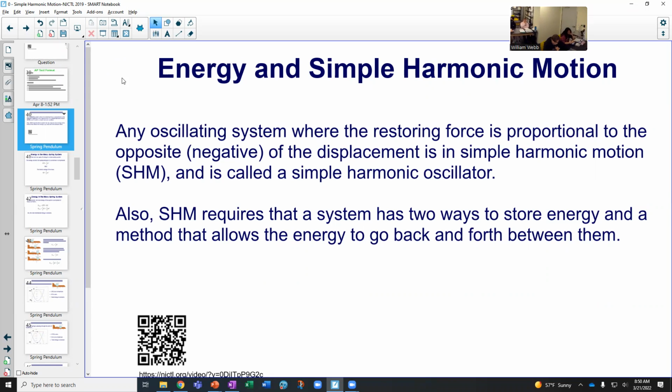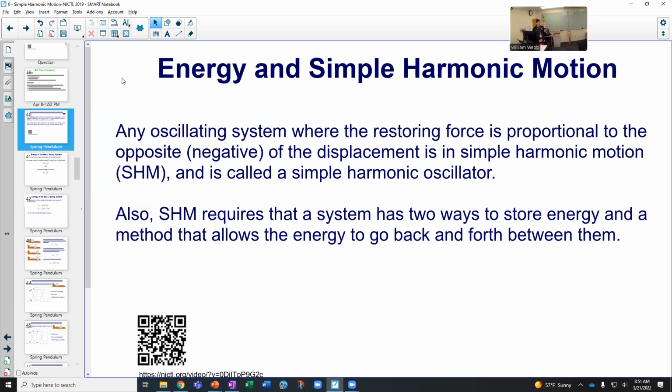So in a simple harmonic motion system, whether it's an oscillating spring, spring pendulum, simple pendulum, what are the 2 forms of energy we see being stored in a spring scenario? Elastic potential and possibly gravitational if it's vertical, but not always. So it depends on if it's vertically or horizontally oriented. So it might be gravitational. Always is going to be spring, elastic potential, and kinetic.